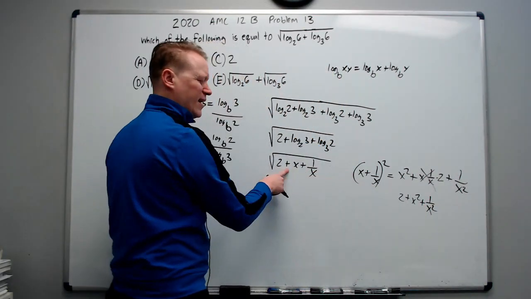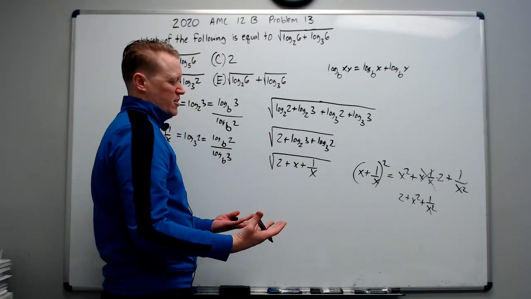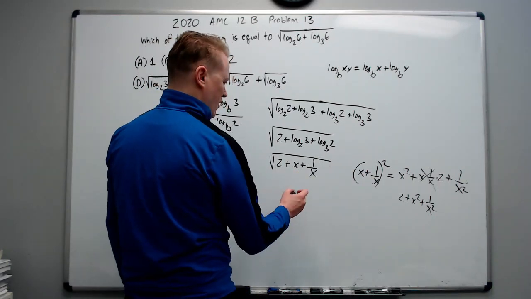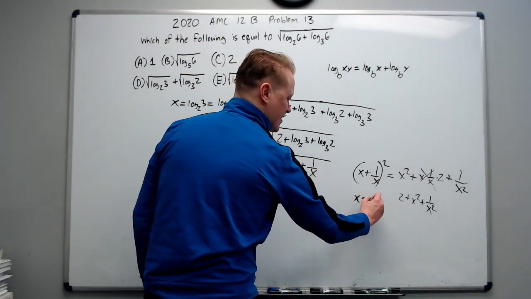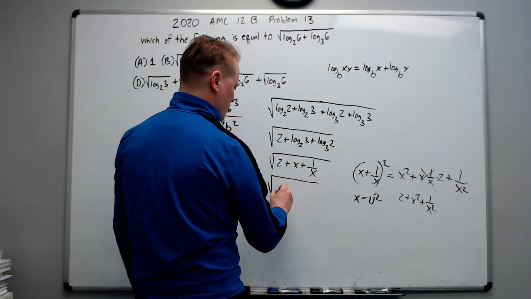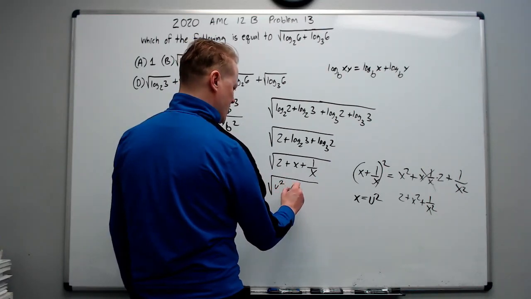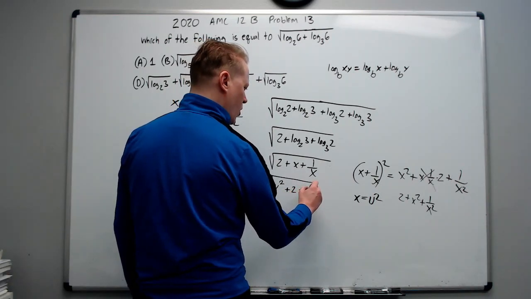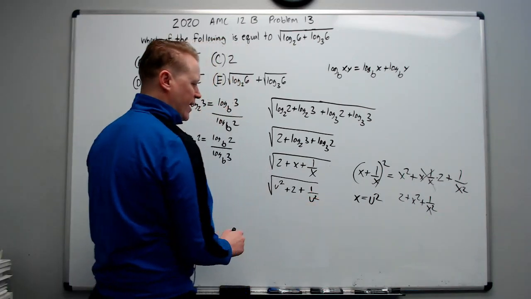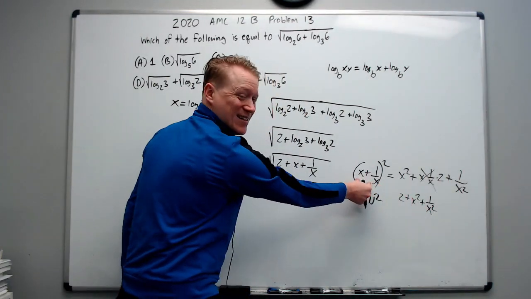Now, that looks a lot like what we have. We just don't have squares. So what we could do is think of it as root x squared if you wanted to. Or if it makes it easier, you could say x equals u squared. Make another substitution. You'll get u squared plus 2 plus 1 over u squared. The reason you want to do this is you can factor it. You can go back from this back to this expression.